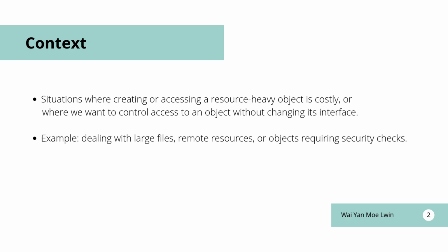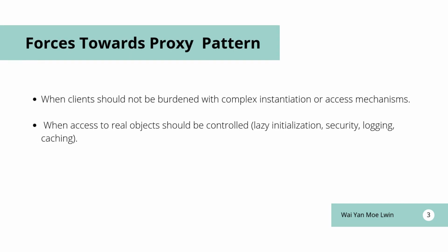So we use Proxy pattern in situations where creating or accessing a resource-heavy object is costly, or where we want to control access to an object without changing its interface. For example, when we are dealing with large files, remote resources, or objects requiring security checks. The forces toward Proxy pattern are when the client should not be burdened with a complex instantiation or access mechanism, or when we want to control access to real objects by using lazy initialization, security, logging, or caching.